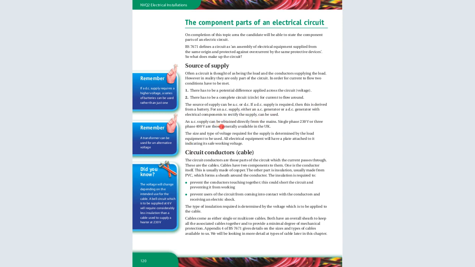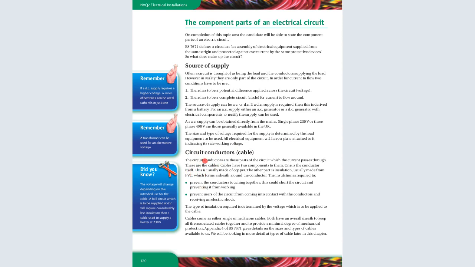Now, an AC supply can be obtained directly from the mains. That is, for single phase, that is 250 volts. For a three-phase it is normally 415 volts. And then the size and type of voltage required for the supply is determined by the load equipment used. So all electrical equipment will have a plate attached to it indicating its safe working voltage.